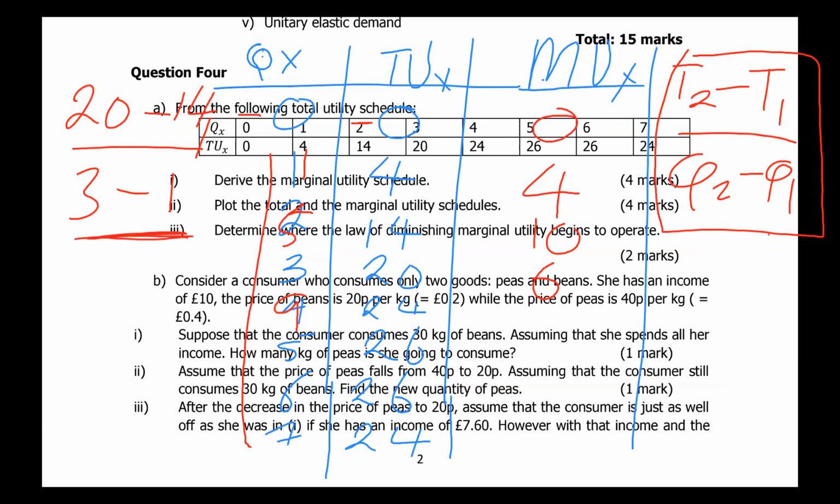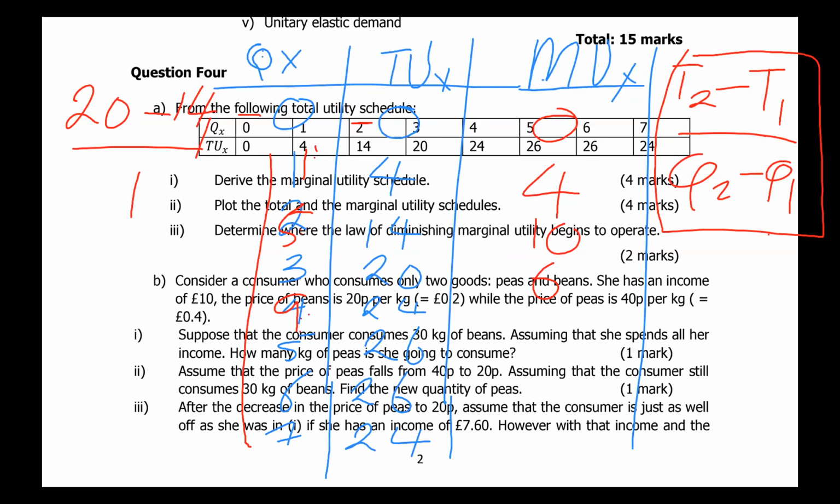But in this case, since the only difference is 1, 1, 1, 1, 1, 1, we know that we'll always be dividing by 1. But don't take it by default that you always divide by 1, because sometimes you have units that are not the same. They don't give the same difference. So at that point, it's very necessary that you divide or use the formula.